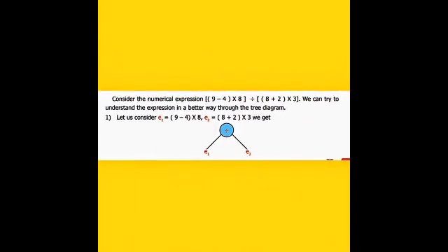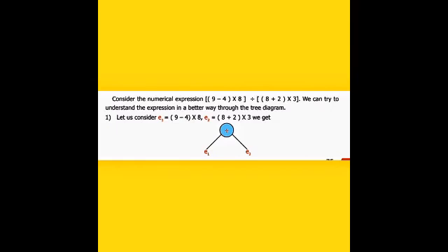Okay, first consider the example. Consider the numerical expression 9 minus 4 multiplied by 8, divided by 8 plus 2 multiplied by 3. We can try to understand the expression in a better way through the tree diagram. So first consider the expressions as E1 and E2. That is, 9 minus 4 into 8 as E1 and 8 plus 2 into 3 as E2.